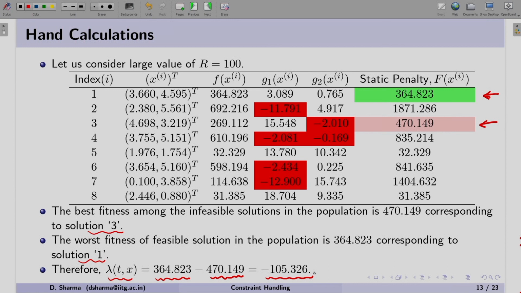So, what is the observation here? With respect to the previous example, where we took r equals 2, the value of lambda was positive. So, basically we are penalizing those constraints with a small value of r. But as and when we take a large value of r, the static penalty function value is large, and in the current case we have lambda as a negative value.